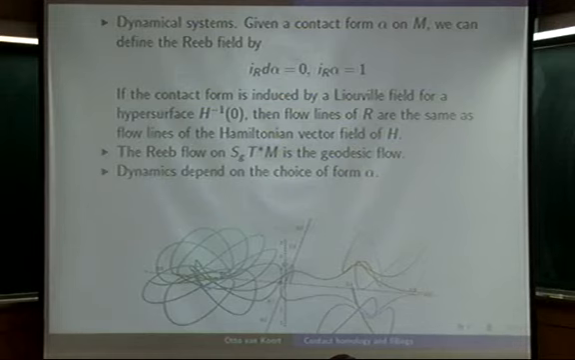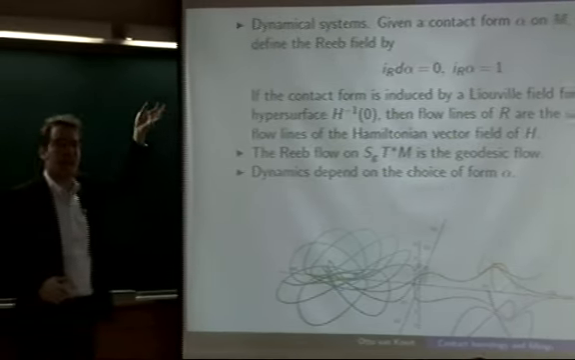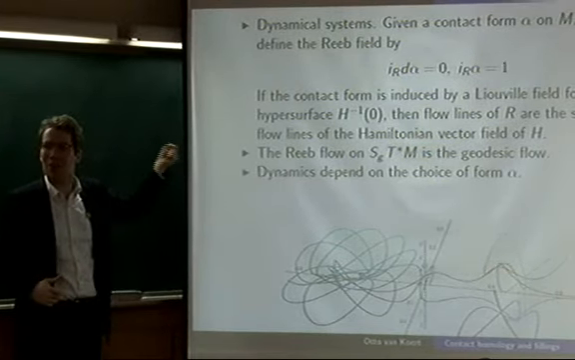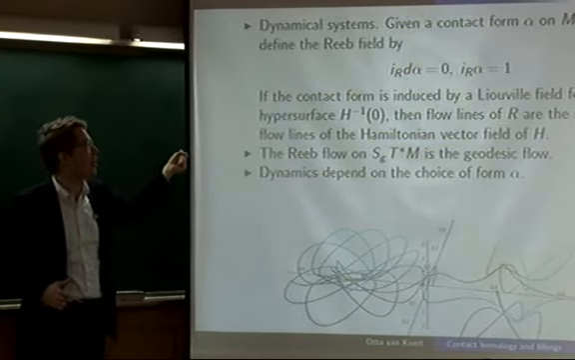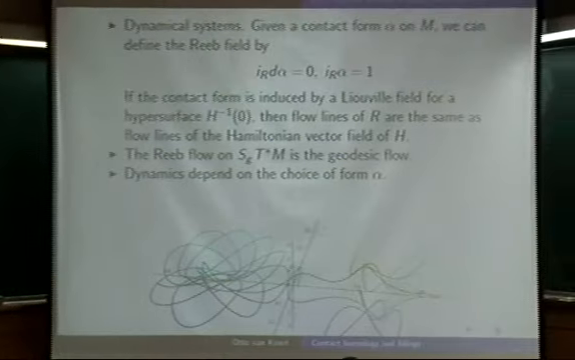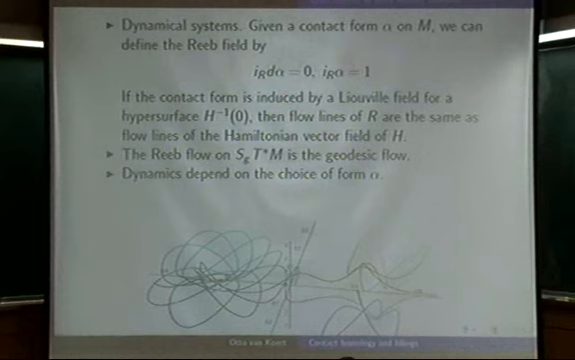So let me point out that the Reeb flow on the unit cotangent bundle, which is a very natural example, is actually the geodesic flow. So then you have some idea what this Reeb flow looks like. But now the bad thing: I can define this dynamical system given the form, but the structure does not determine the form uniquely, and so if I take a different form, the dynamics will change also. This is not so nice, but it just happens.